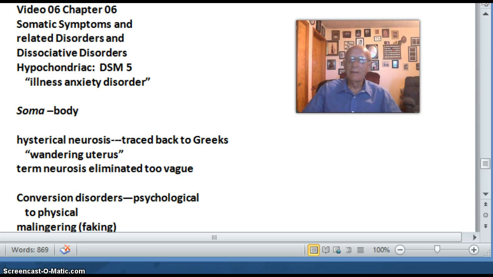Somatic symptoms, somatic disorders, really meaning the body and illnesses that are connected with some type of psychological process. That's basically what we're looking at here. Now, the illnesses in this entire chapter are related very closely to anxiety disorders, which we study.